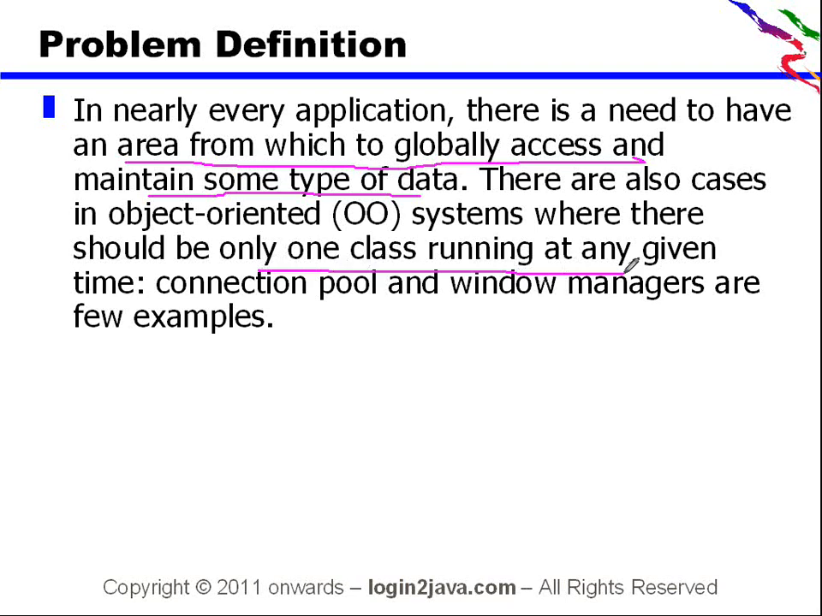If you just think of your programming, when you do programming, connection pool is an example. You normally have a single connection pool throughout your application. Window manager, only a single window manager is used in any application, are a few examples.